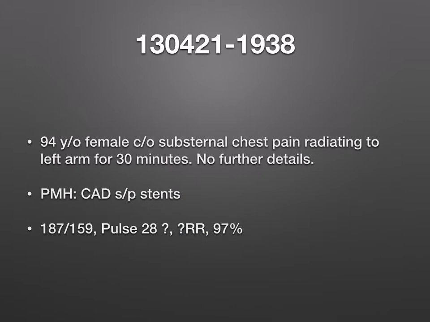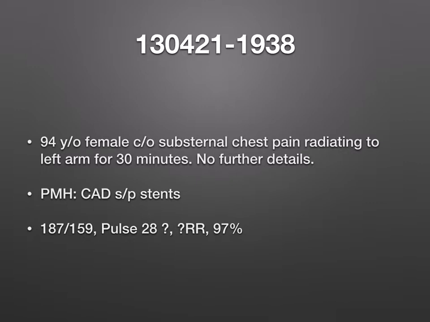Next patient. This is a 94-year-old female. She's complaining of substernal chest pain that's radiating to her left arm. It's been going on for about 30 minutes, and there were no further details of the patient presented in the chart. She does have a history of coronary artery disease and has had stents placed in the past. Her blood pressure is documented as 187/159, and certainly if that is accurate, that's pretty high.